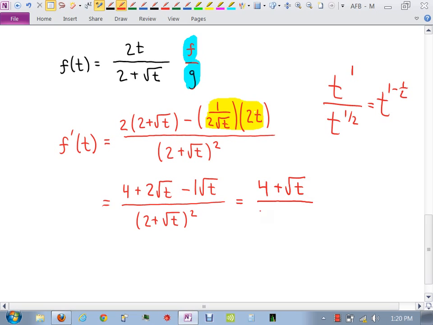All over. Hey, is this 4 plus t? No, that's wrong. Whenever you have a binomial squared, you don't just square both terms. You have to FOIL it out. And we're not even going to FOIL it out, we're just going to leave it: 2 plus root t squared. Next.